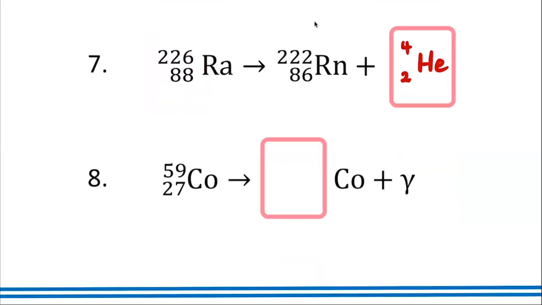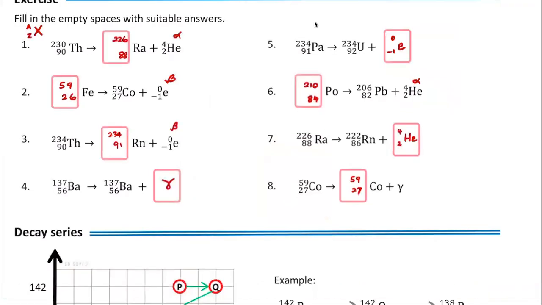And number 8, cobalt decays to become cobalt. What is the missing number? Releasing gamma ray. Same number, right? Same number but more stable because it has released gamma ray. Okay, this one is easy because it only involves plus and minus. Okay, you have passed that one.